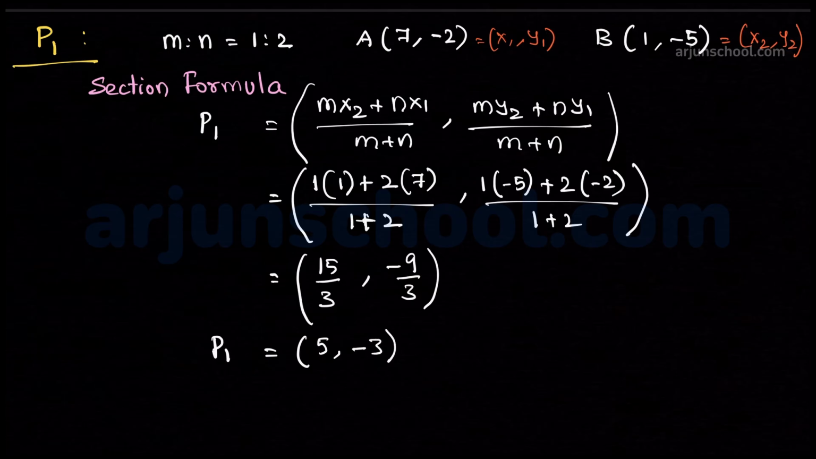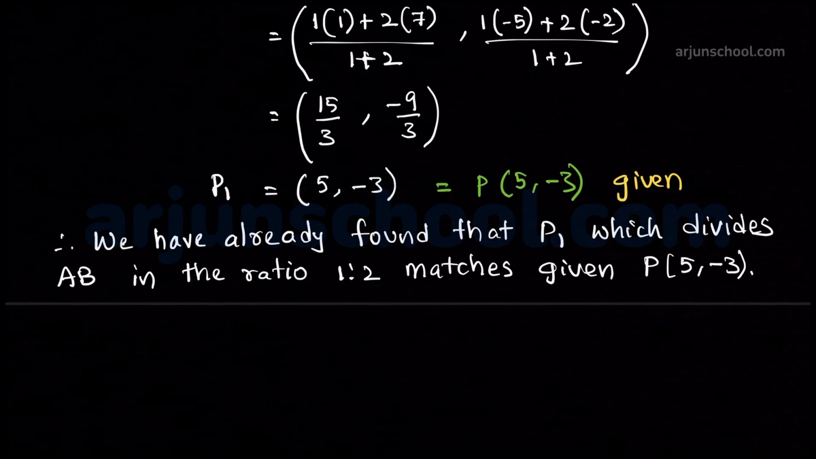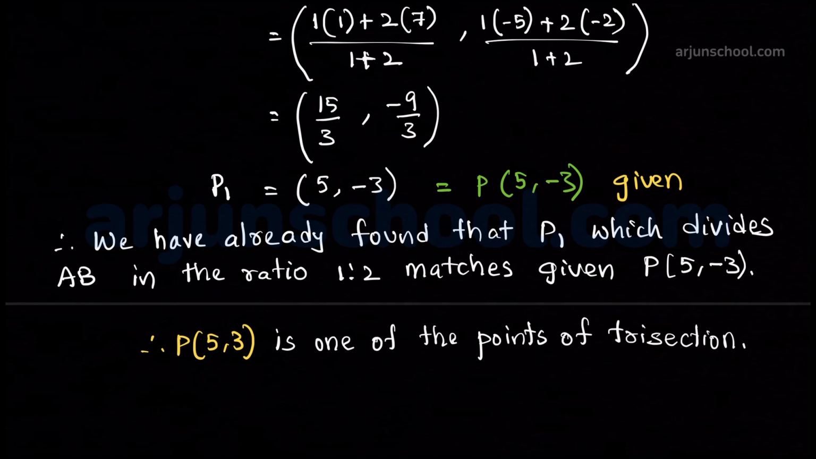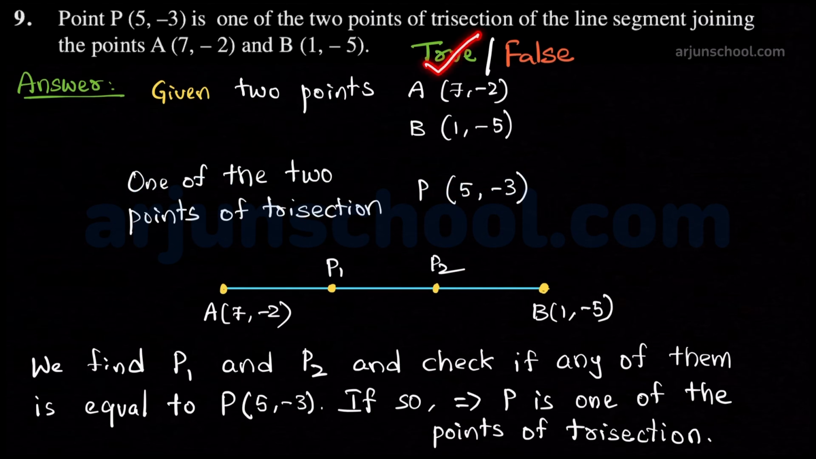Therefore, the first point of trisection P1 is (5, -3), which is equal to the given point of trisection P (5, -3). Therefore, we have already found that the P1 which divides AB in the ratio 1:2 matches our given point of trisection. So there is no need to check for P2. We can conclude that P (5, -3) is one of the 2 points of trisection for the given line segment AB. Therefore, the given statement is true.